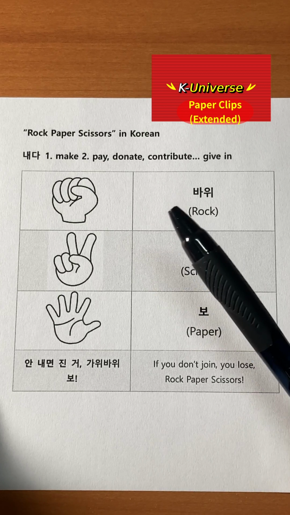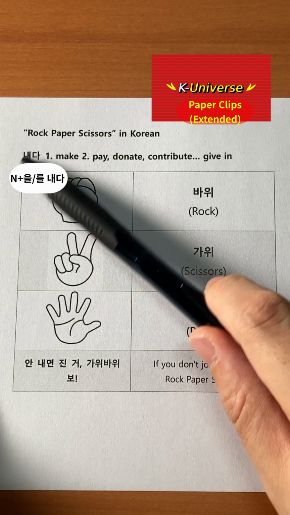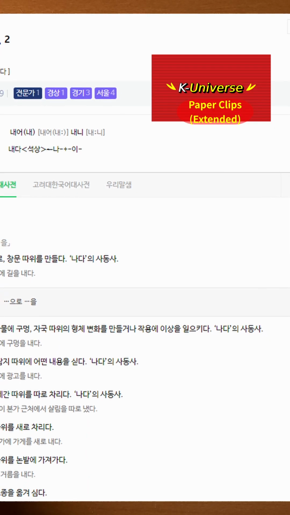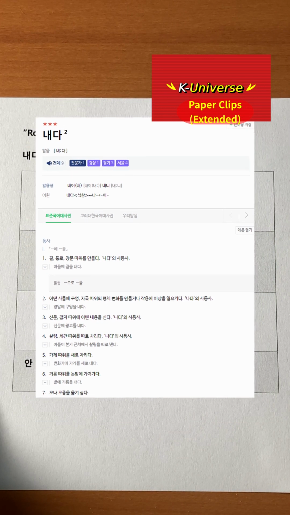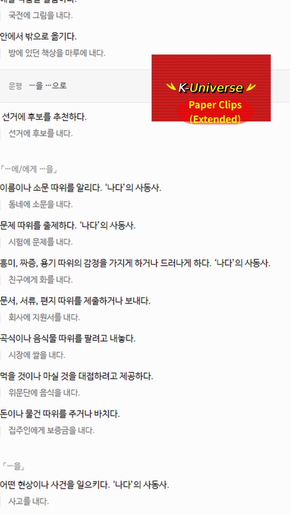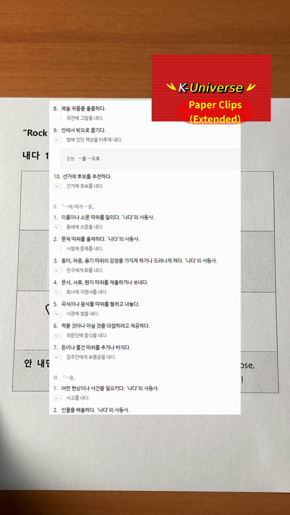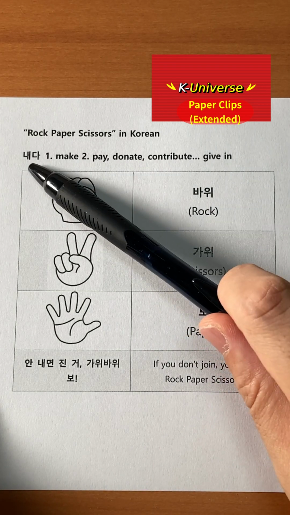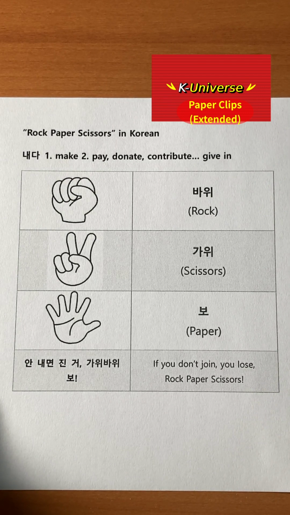Okay, before we begin, I want you to know this verb 내다, 뭐뭐를 내다. Actually, this verb has a lot of meanings. If you look into the dictionary, you will find at least more than 10 definitions about this. That means this verb is very common, and we use it a lot. In this case, maybe I would say "give in" is closer than other meanings. So you can say that.